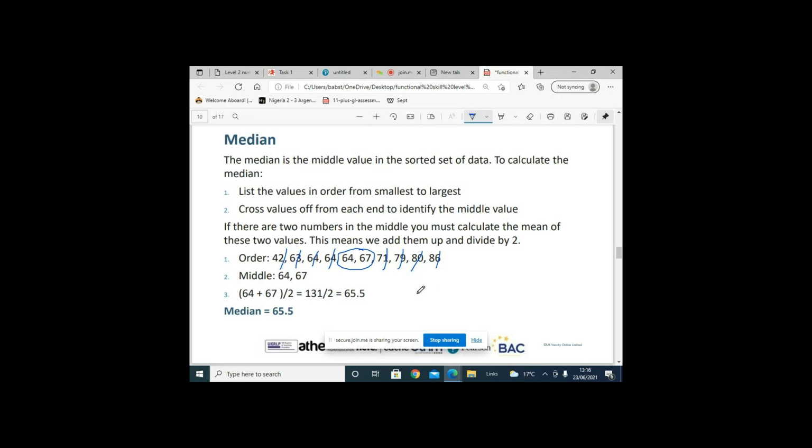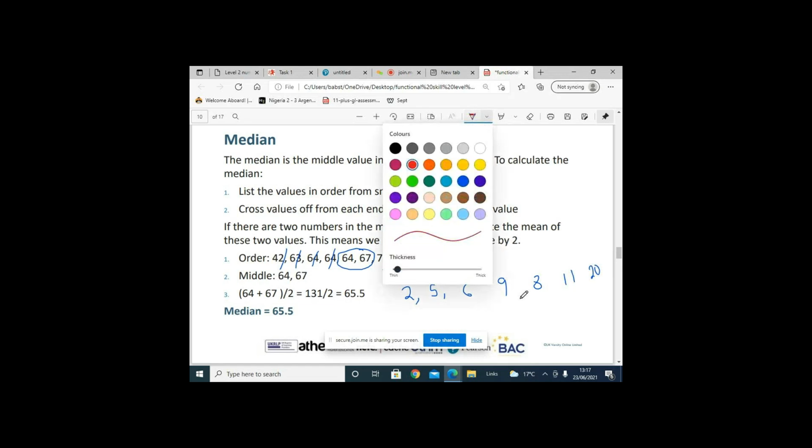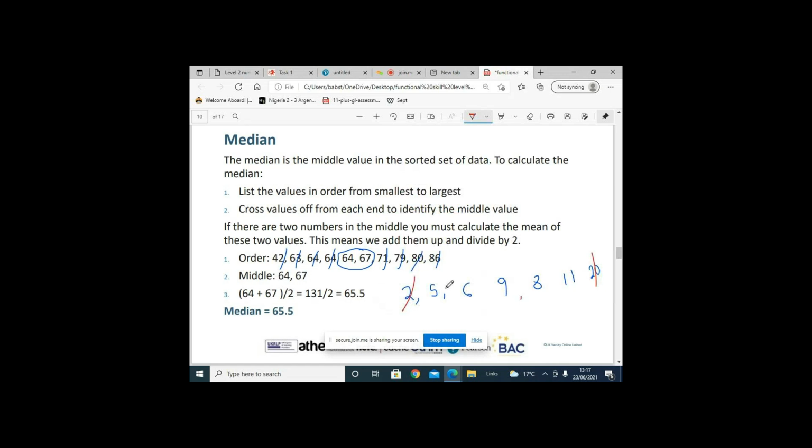Another case is when you have a set of data with only one number in the middle. When you have only one number in the middle, that number is the median. For example, if you have something like 2, 5, 6, 9, 8, 11, 20, and you want to find the middle number, the middle number is 9. That's the median.